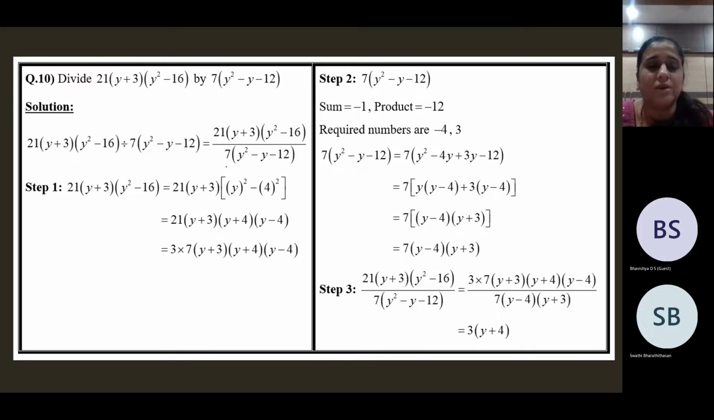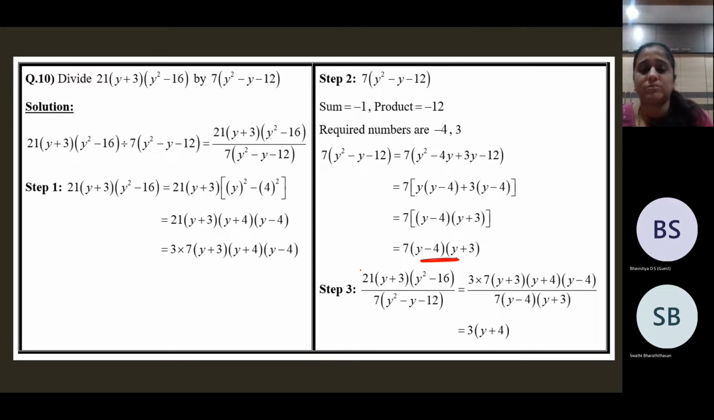Now step 2. What is step 2? In the denominator also you see that this one has to be simplified, factorized. So that is step 2. Take up the denominator. See, you can use how many steps you want. So I have taken the numerator in step 1 and denominator in step 2. So in step 2, find the product and the required numbers, and then you factorize, split the middle term. You know that. I'm not explaining that. So you split the middle term, and then this is what it is. 7 into y minus 4 by 7 into y minus 4 into y plus 3. So that is the second step. Now the third step is the division.